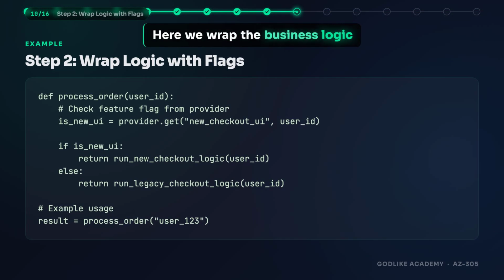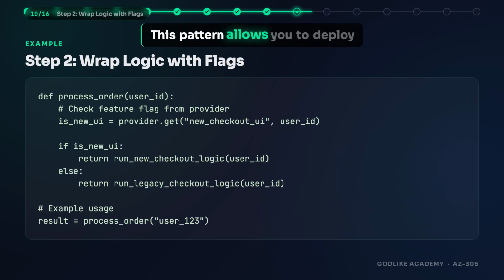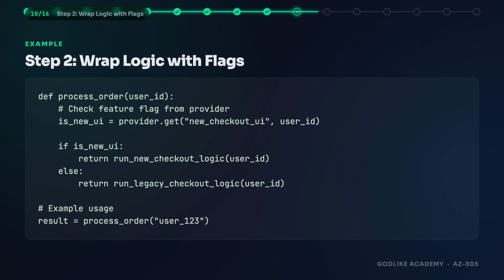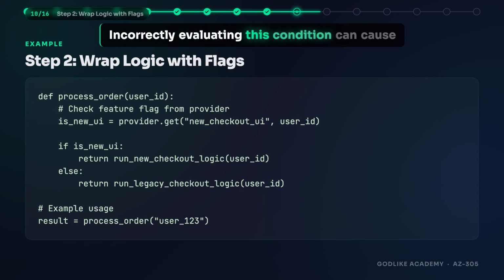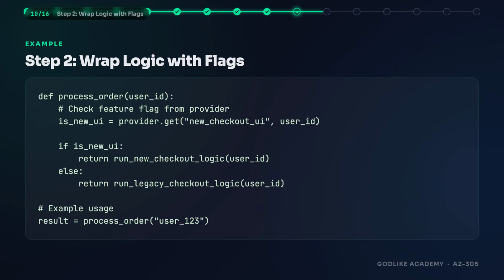Here we wrap the business logic with a conditional check. The process order function calls the provider to get the flag state for a specific user. If the new checkout UI flag is enabled, we run the new logic. Otherwise, we fall back to the legacy path. This pattern allows you to deploy code safely and toggle features on or off at runtime without changing the deployed binary. Incorrectly evaluating this condition can cause duplicate transactions and corrupt your order database during peak sales events.